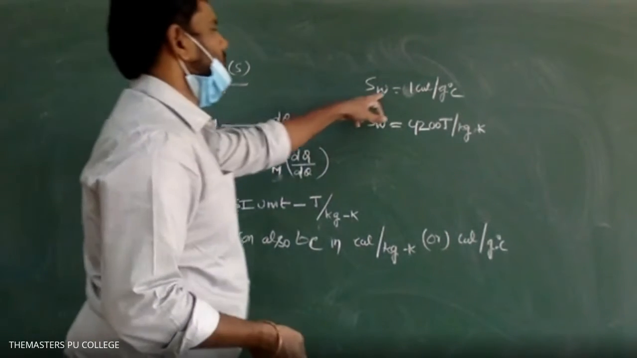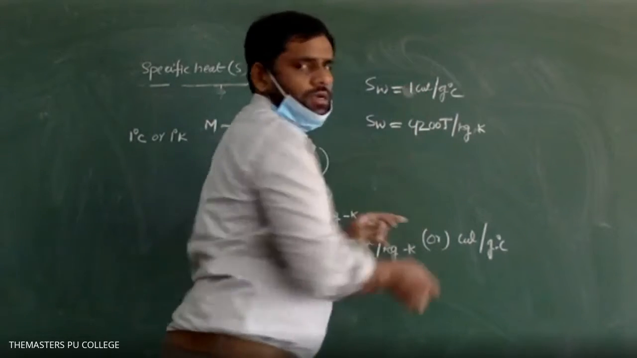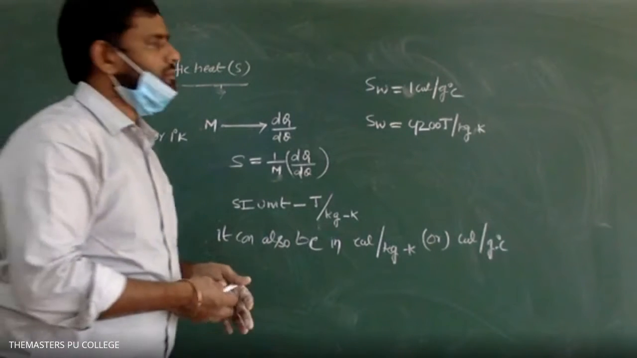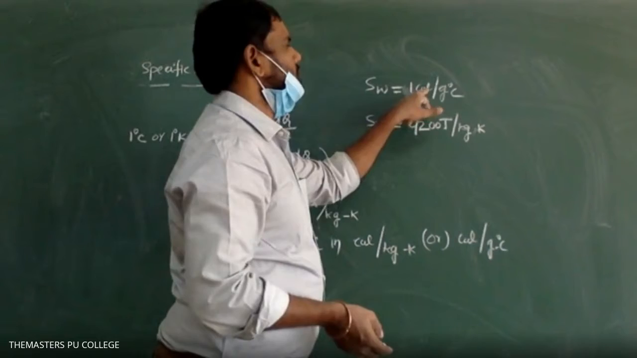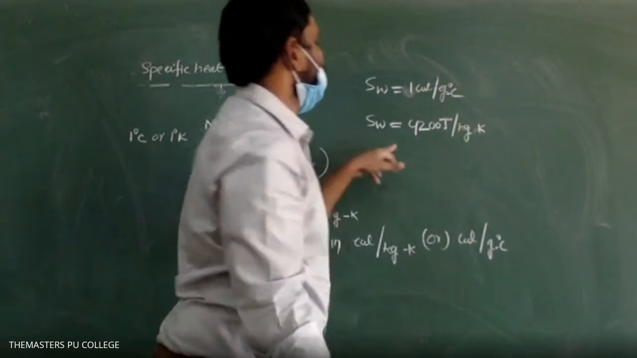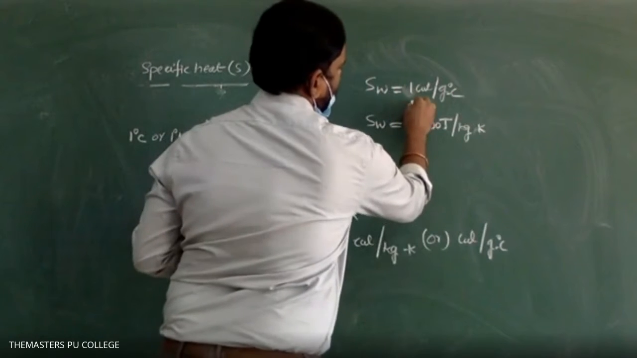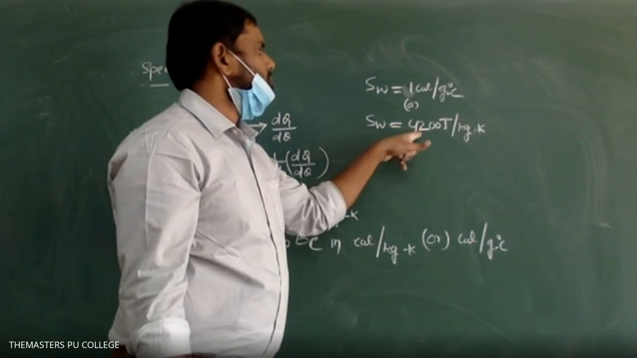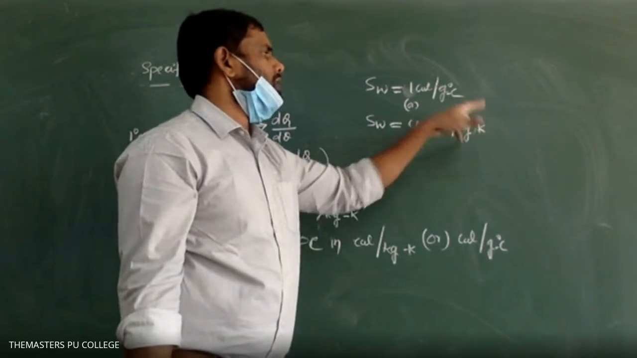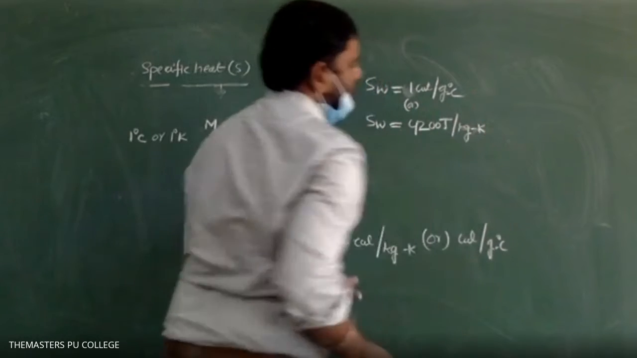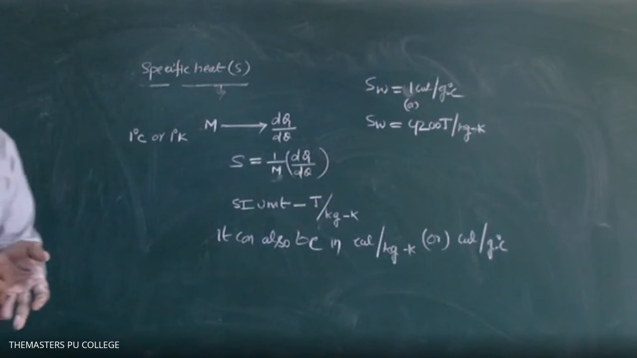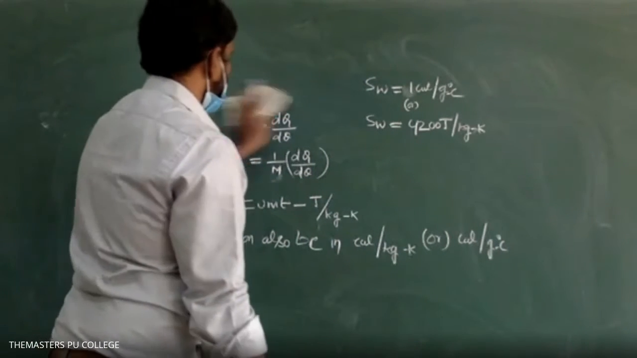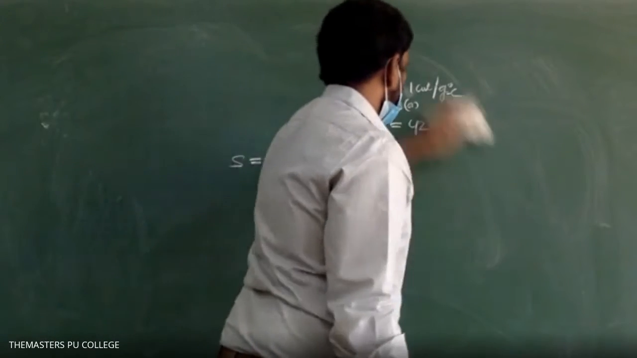Specific heat of water is equal to 1 calorie per gram centigrade, or that is equal to 4200 joule per kg Kelvin. Okay, make one note of this point.